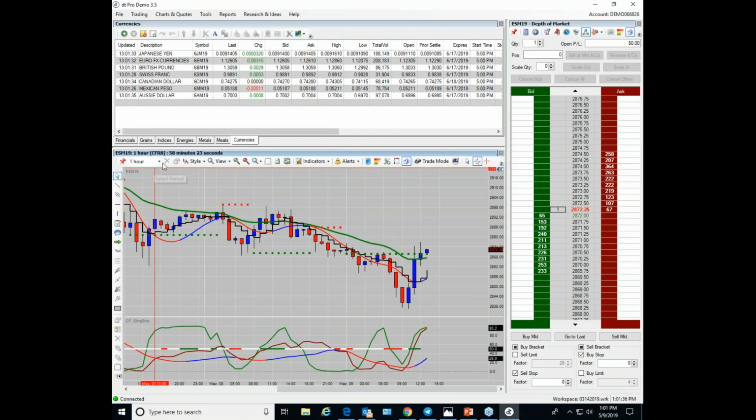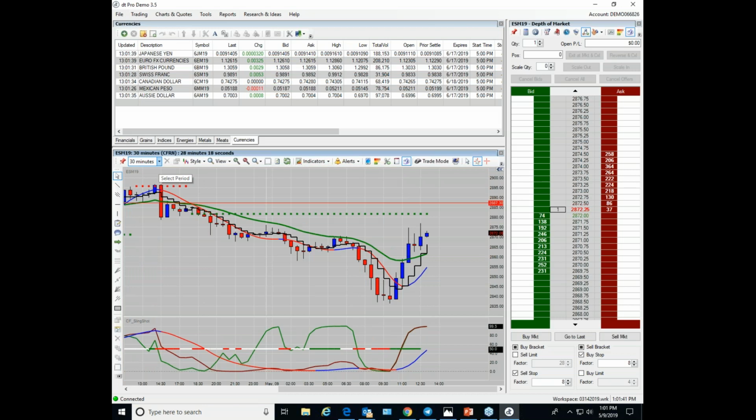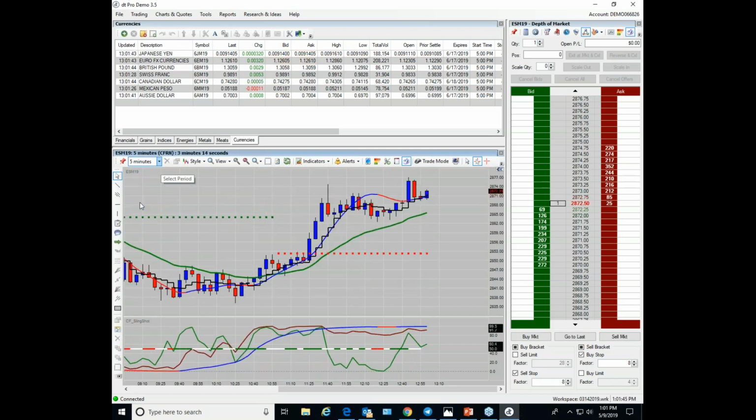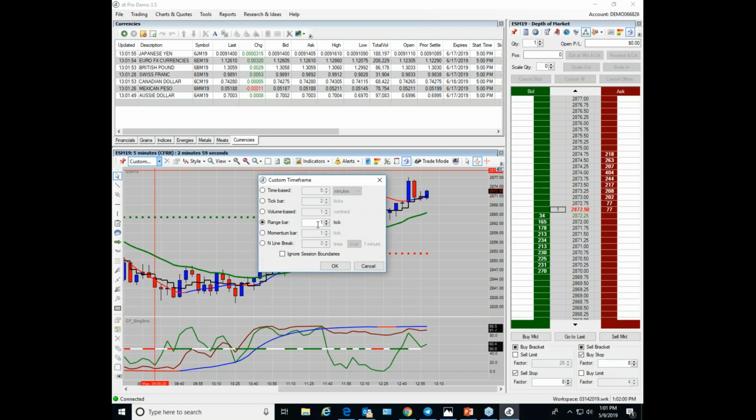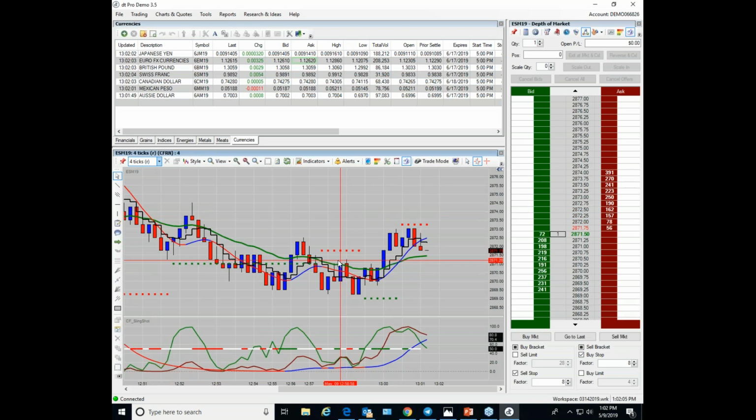How do we get to the 4-tick range chart? You might be on an hourly, you might be on a 30-minute, especially if you're following logic. You might be on a 5-minute time-based chart. Whatever the case may be, you need to get to a 4-tick range. See the time frame up in the upper left-hand corner of the chart? There's a drop-down box. Just left-click on it. Select custom, but select range bar. Make that one look like a 4. Then hit OK. This is the ES chart, the S&P E-mini on a 4-tick range chart right now.